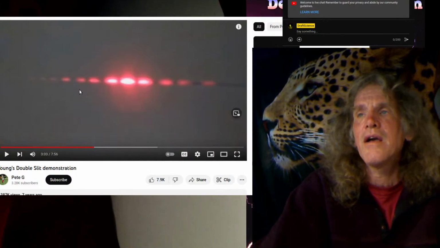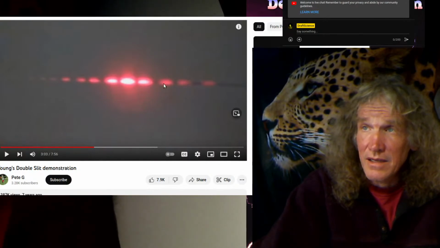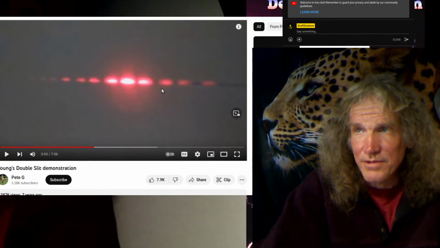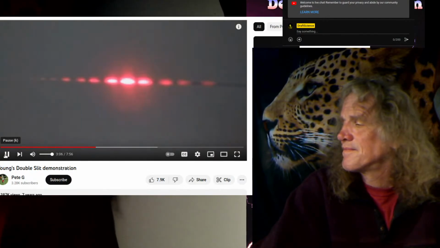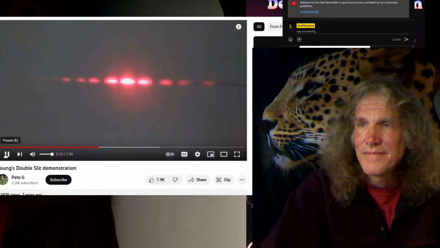This isn't what Young drew. This isn't what Young analyzed. Young analyzed a single slit pattern and called it a double slit pattern. So this is a 2-slit interference pattern of light. Now, if you're in my class, we've already done this with other things. We've done this with sound. So we had 2 sources of sound.